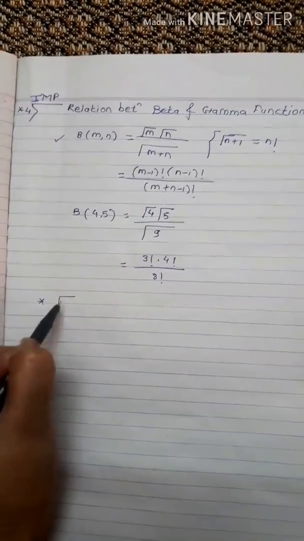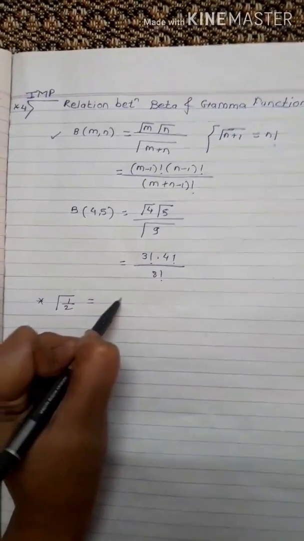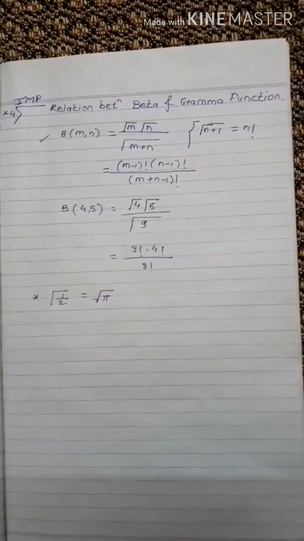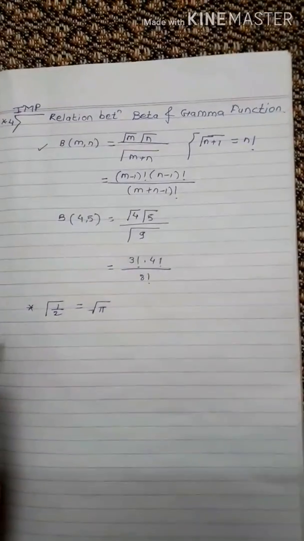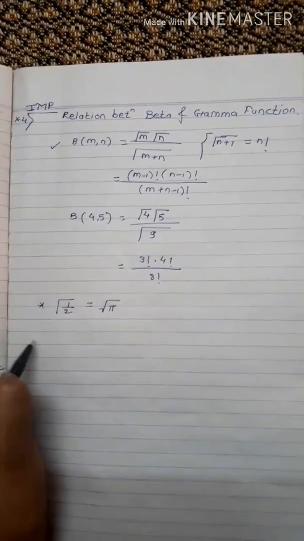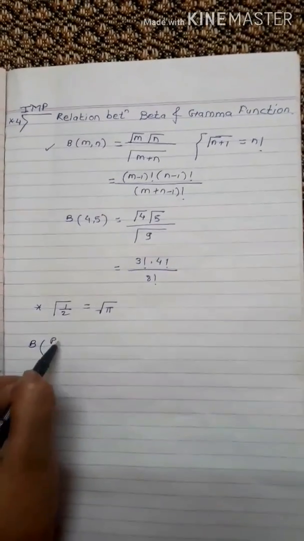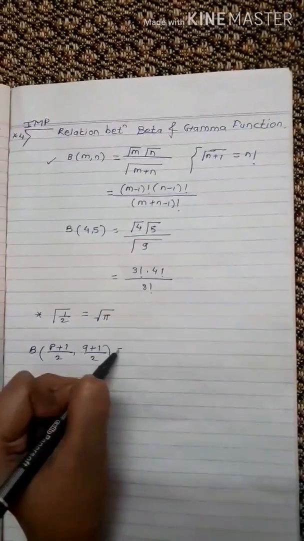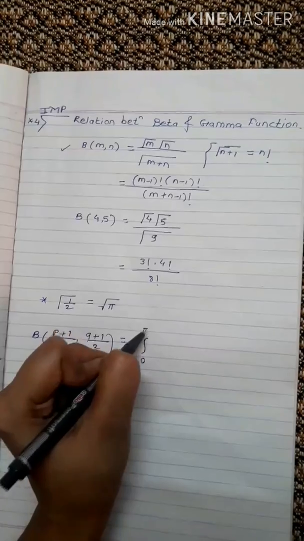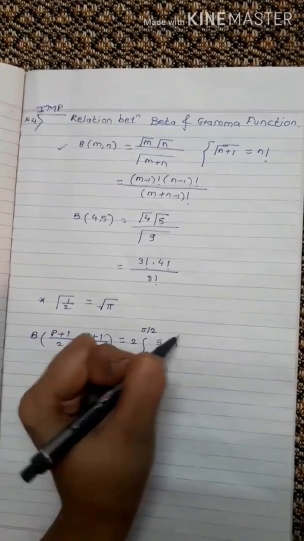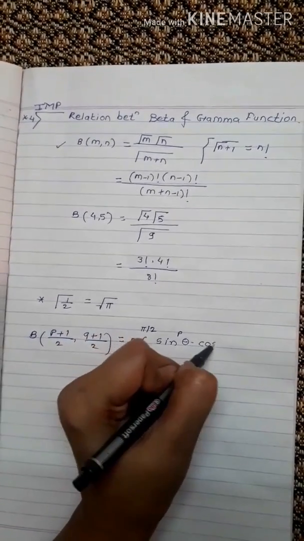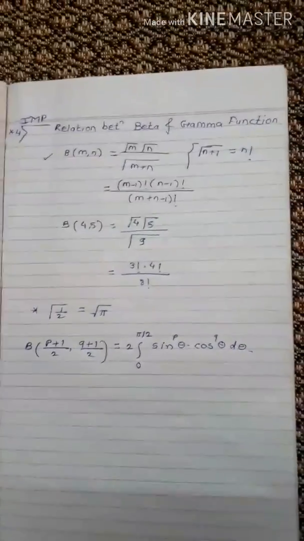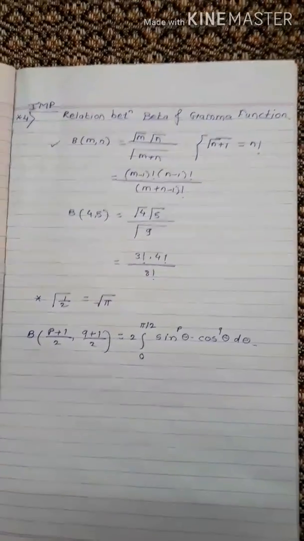Everyone remembers that gamma of half is given by root pi. The same property I am going to prove using this property. Particularly I am going to use the definition of beta, that is beta of p plus 1 by 2, q plus 1 by 2, which is given by 2 times integral 0 to pi by 2 sine raised to p theta into cos raised to q theta d theta, right? Particularly I am starting with this definition of beta.